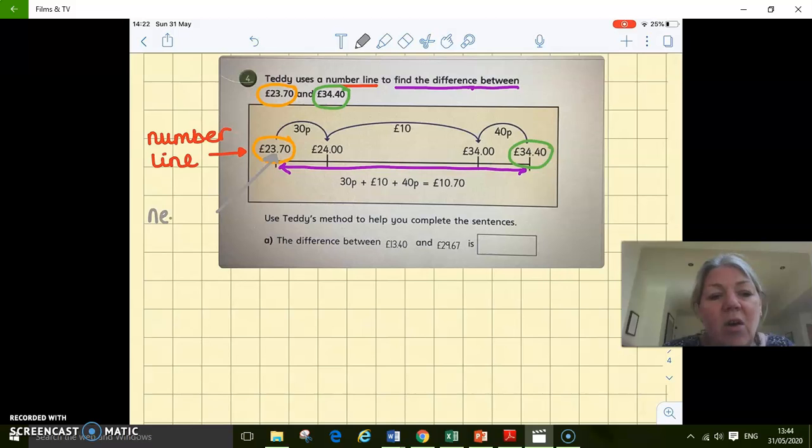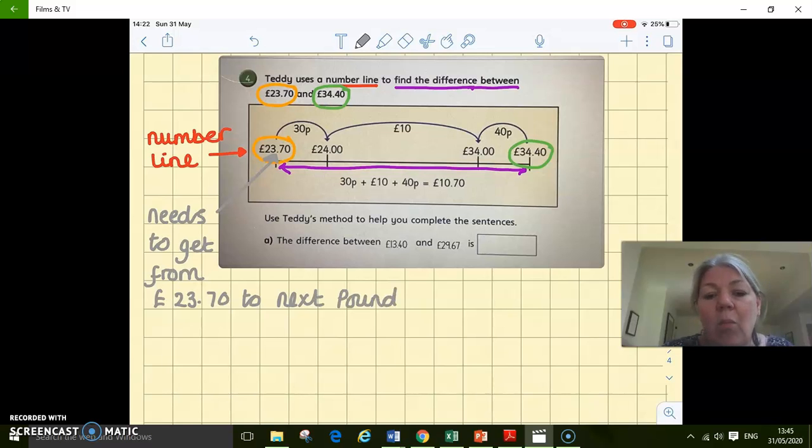Okay, so this is his starting amount, okay? And he needs to get from that £23.70 to the next whole pound. So if we were counting, we would know that it went 22, 23, 24. So the next whole pound we could see is the £24, and he's got to add 30 more pence to £23.70 because we know that 70 add 30 make another 100. Then he has done a big jump of £10 because it's really easy to add on 10. So he's gone from £24 to £34, and then all he's done is added the extra 40 pence.